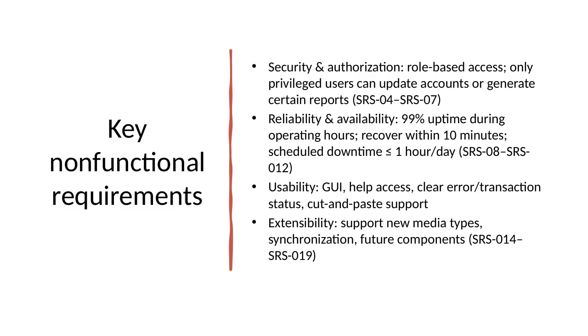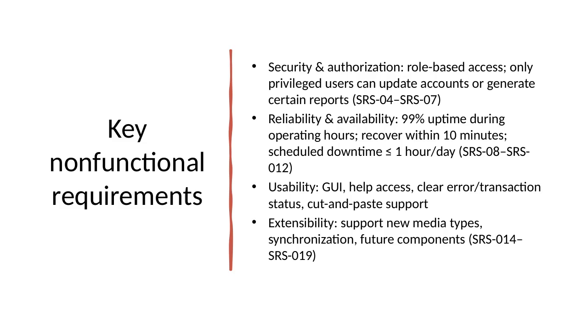Usability is also crucial. The interface is user-friendly with clear navigation, accessible help options, and informative error messages that keep users informed about their actions. Plus, features like cut and paste support make everyday tasks easier. Finally, the system is built to be extensible, meaning it can support new media types, synchronization features, and future components as the library's needs evolve. Each of these requirements is carefully analyzed and validated by the team, with business analysts gathering detailed input, developers ensuring technical feasibility, and QA engineers creating tests to confirm everything works as expected.